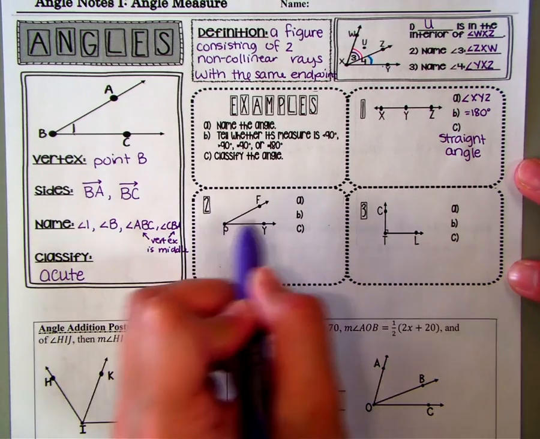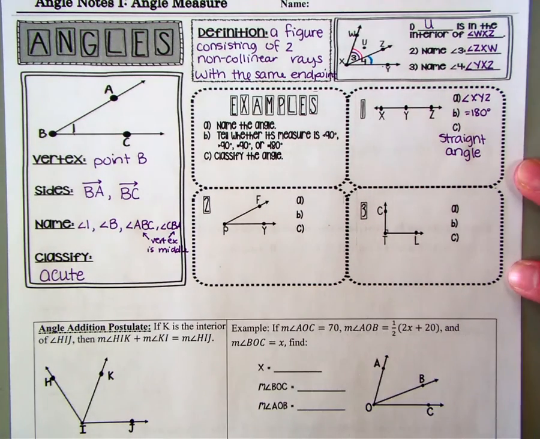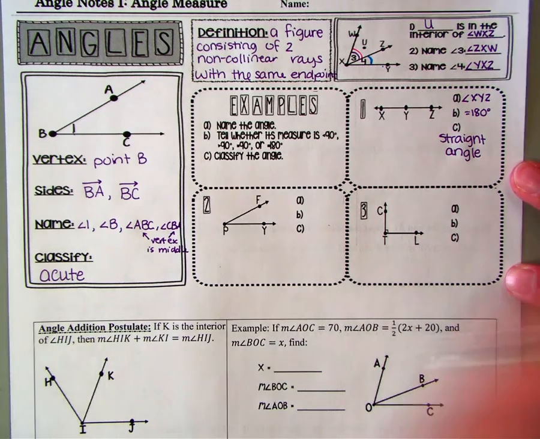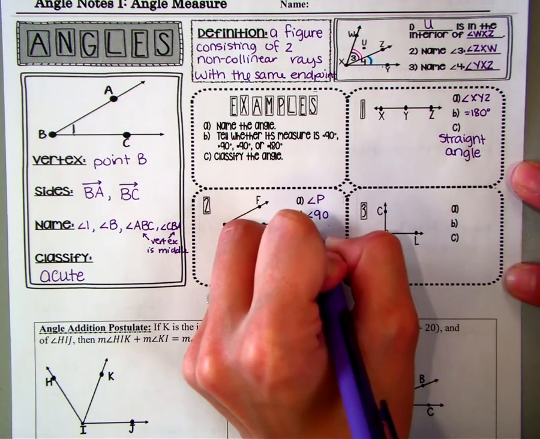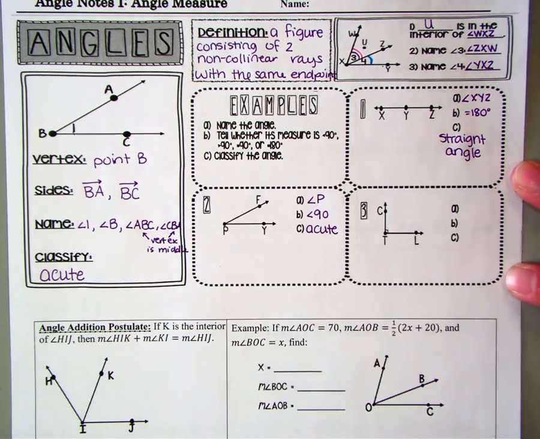Example 2, we've got an angle here. Remember that your vertex is always the middle letter. We could also just name it by the vertex. So this one, let's just call it angle P. There's not more than one angle, there's just one. Is it less than 90, greater than 90, equal to 90, or equal to 180? We know that it's less than 90, which means that it is an acute angle. If it was bigger, we would say it was obtuse.